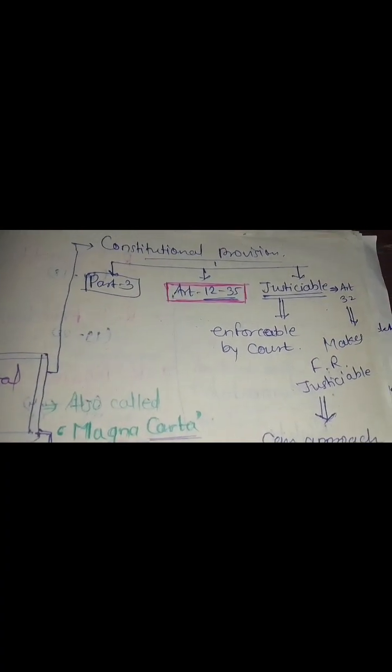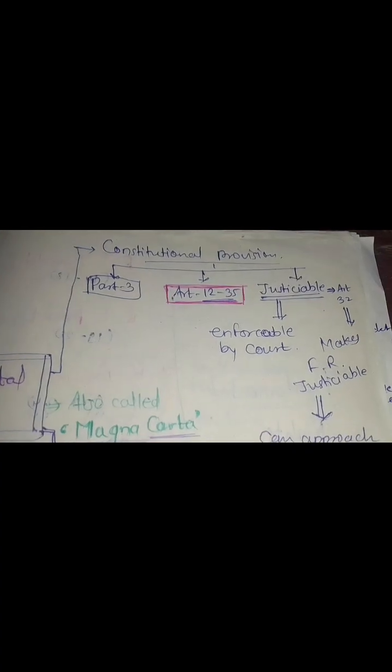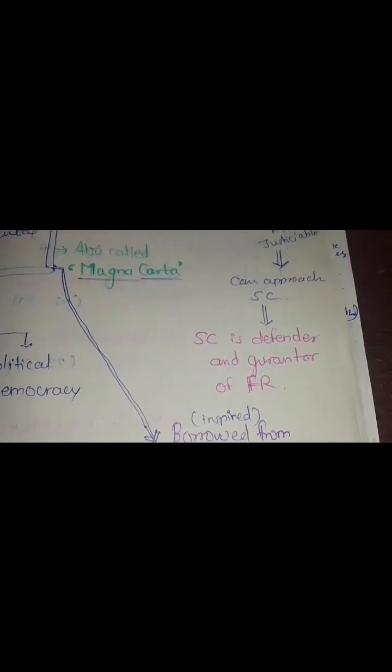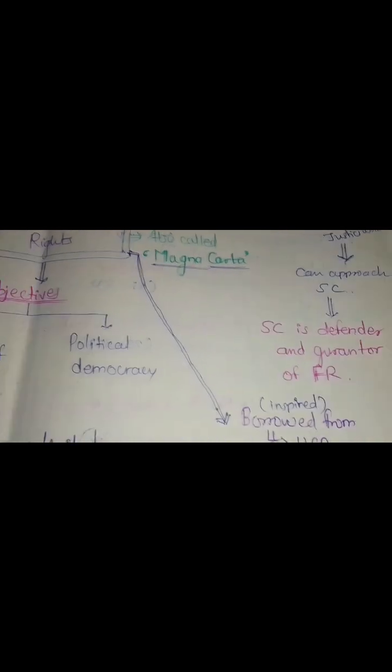There are some constitutional provisions. It is mentioned in part 3 from article 12 to article 35, and it is justiciable by article 32, and it is enforceable by court, and it makes fundamental rights justiciable. Article 32 makes fundamental rights justiciable, and one can approach Supreme Court. Supreme Court is called as defender and guarantor of fundamental rights.